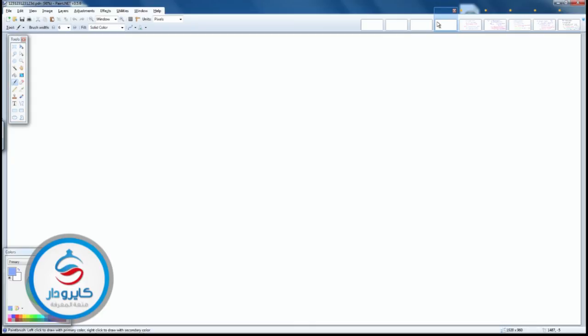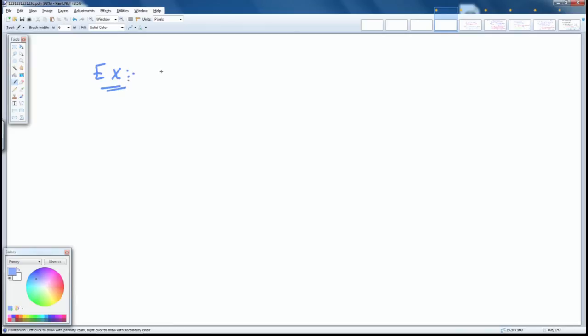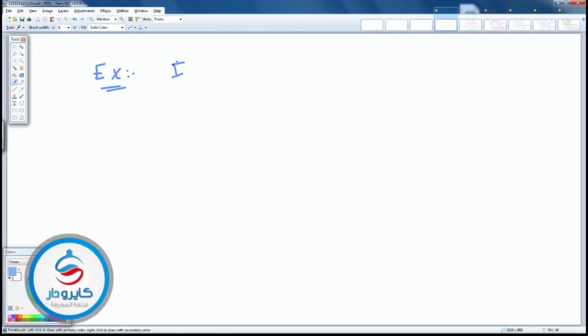If we have another example, if z equals 1 plus I, find z power 5. This example is very nice.